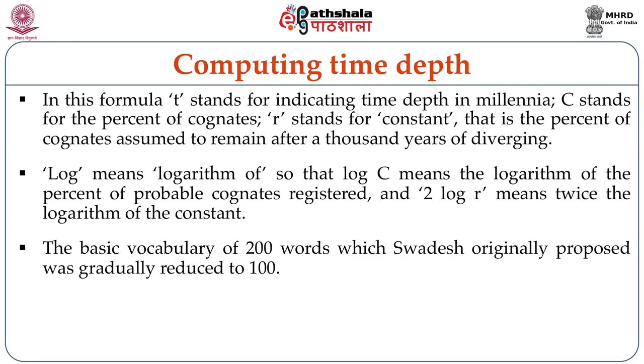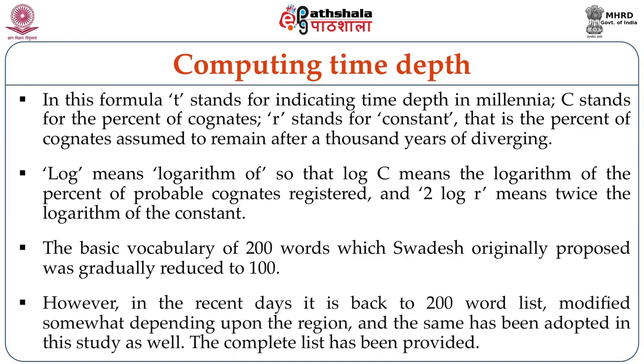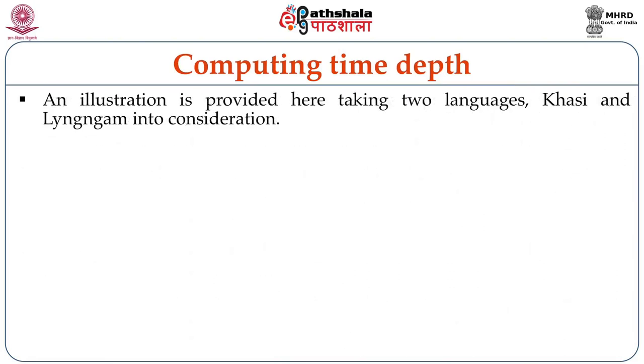The basic vocabulary of 200 words which Swadesh originally proposed was gradually reduced to 100. However, in recent times, it is back to a 200 word list, modified somewhat depending upon the region, and the same has been adopted in this study as well. The complete list has been provided at the end of this particular class. An illustration is provided here, taking the languages Khasi and Lyngngam, which belong to the Austroasiatic family, into consideration.